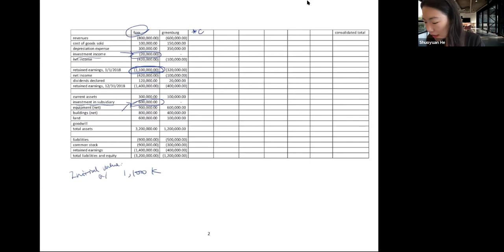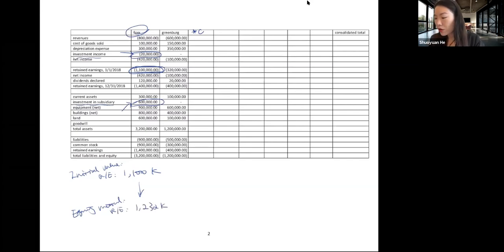The beginning retained earning is 1.1 million. And then under the equity method, the beginning retained earning should be 1.232 million. So we need to add another 132,000 to it in order to increase the retained earning amount. Retained earning has a balance on the credit side. In order to increase it, we need to credit retained earning of 132,000. And then we need to increase our investment account accordingly. So this is consolidation entry star C.